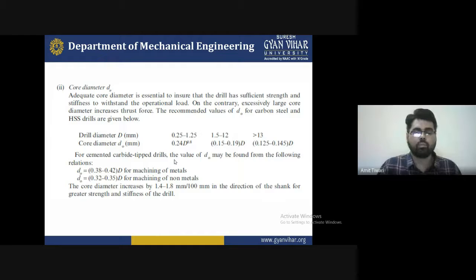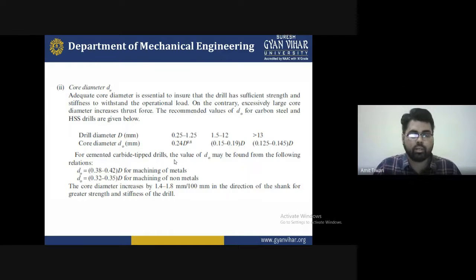Okay. And if you select 1.5 to 12 for the drill diameter, then the core diameter is selected as 0.15 to 0.19 times capital D. And for greater than 13, it is 0.125 to 0.145 times D, which is the range for capital D not greater than 13. So these are some points which we consider.